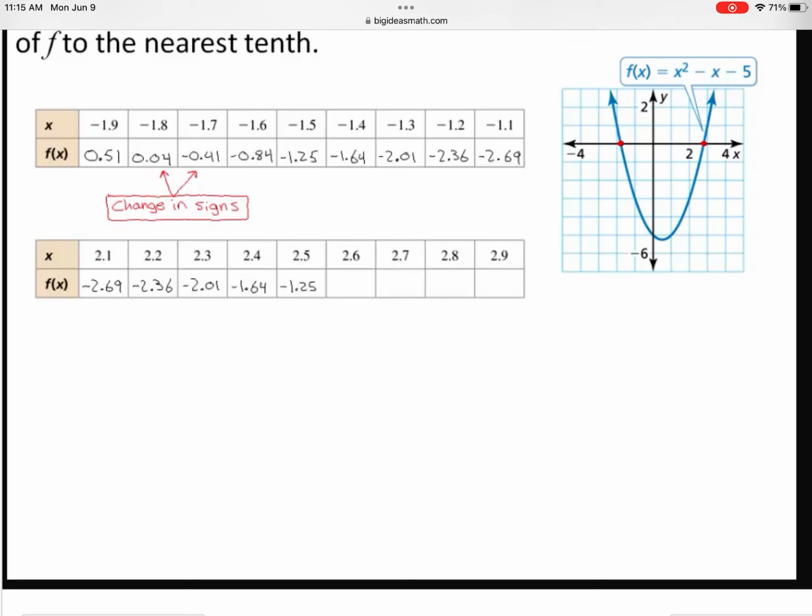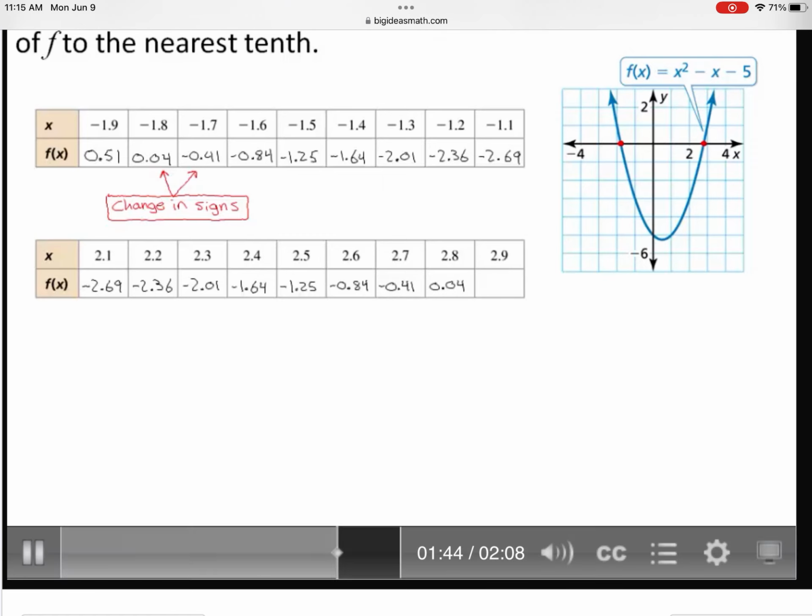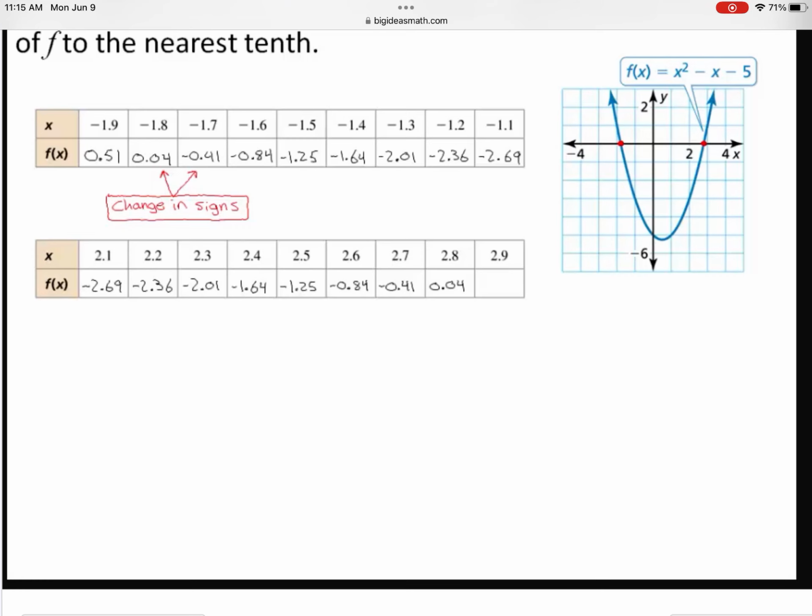When x is 2 and 6/10, f of x is -84/100ths. When x is 2 and 7/10, f of x is -41/100ths. When x is 2 and 8/10, f of x is 4/100ths, and when x is 2 and 9/10, f of x is 51/100ths. Notice that the sign of the function values changes between 2 and 7/10 and 2 and 8/10.